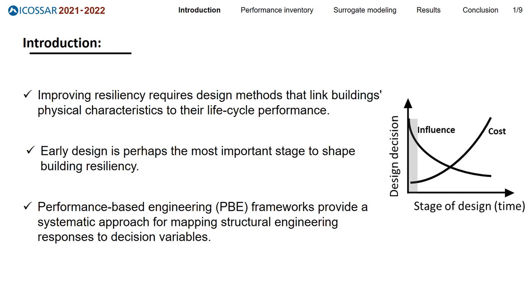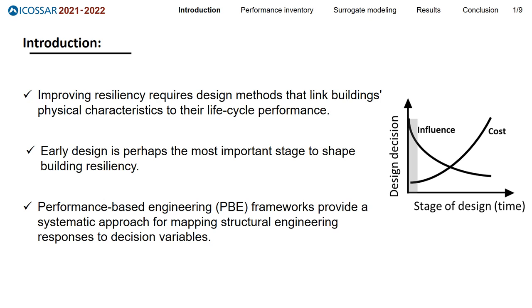Requires holistic design methods that can link buildings' physical characteristics to their life cycle performance. Early design is the first step in a holistic design process, which defines a design problem and introduces and tests different ideas to address the problem iteratively. For buildings, early design is the most critical stage to shape performance because the influence of decisions such as subsystem and material selection is the highest at the lowest cost.